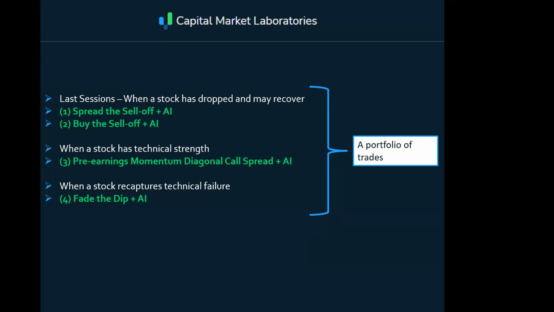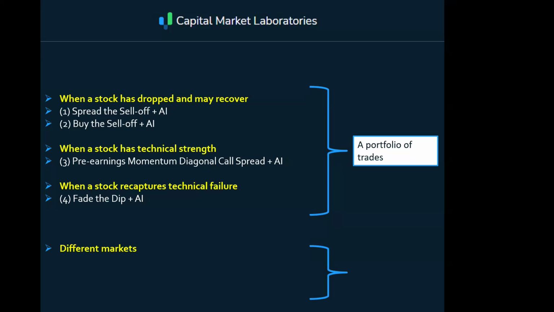And just to be really, really clear, remember what I said at the beginning? It's different market cycles: bull, bear, falling, rising. Okay. So this is when a stock has dropped and might recover. Okay? This would be like a recovering out of a bear. This is when a stock has technical strength. This would be a bull. When a stock recaptures technical failure, there you go. This would be more bear market, bull market, moving market.